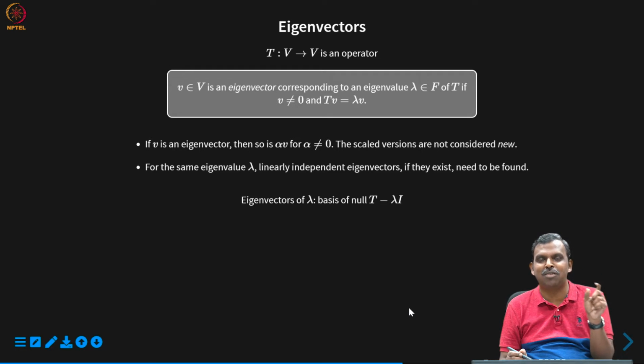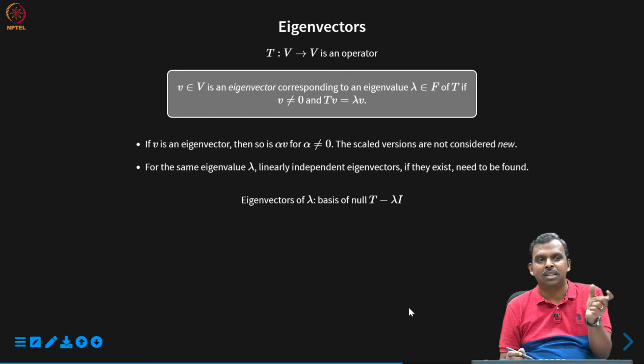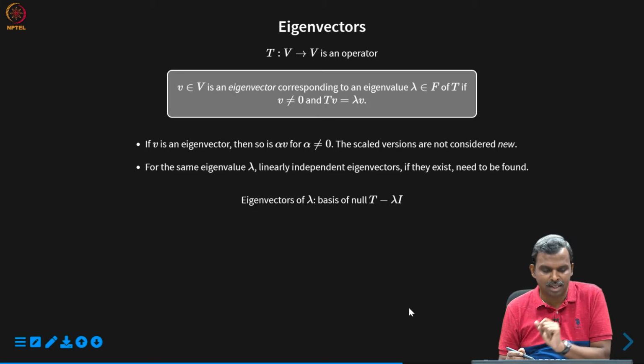So in the previous equation Tv equals lambda v, we defined lambda as the eigenvalue, and v is the eigenvector. Anyway, every time you think of an eigenvalue, you should also have an eigenvector. Without that, there is no question of an eigenvalue, right? So the other part is the eigenvector.